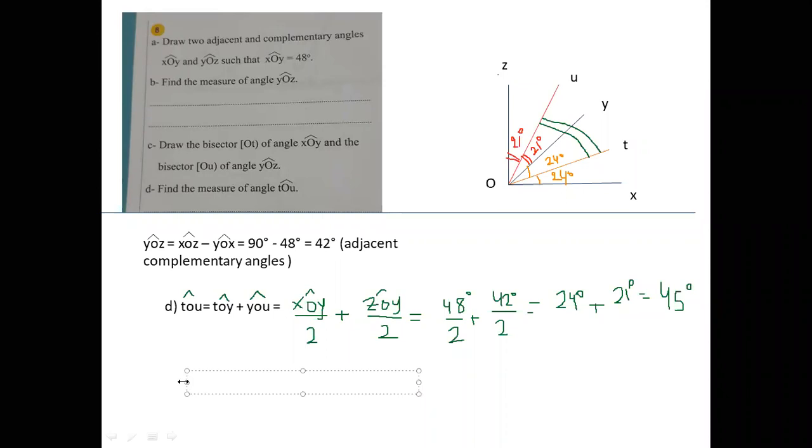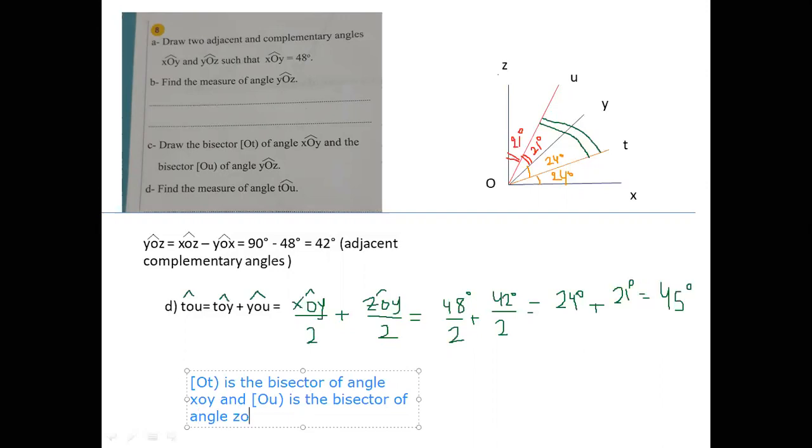And what helped us to get the measure of the angle is that OT is the bisector of angle XOY and OU is the bisector of angle ZOY.